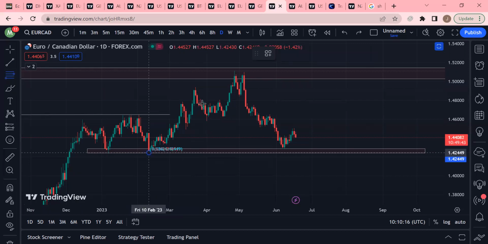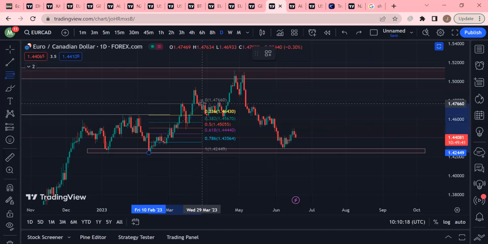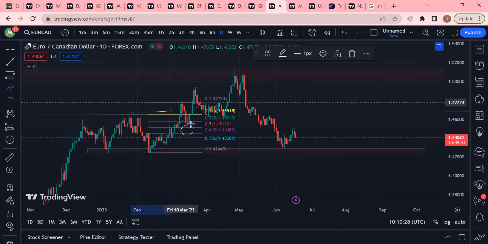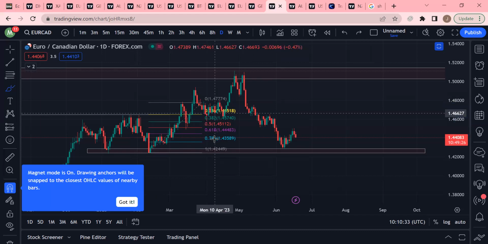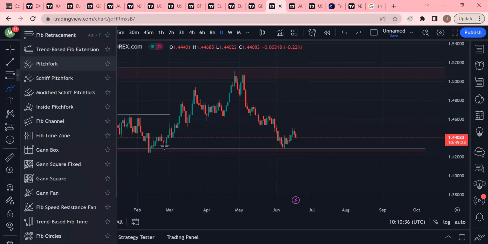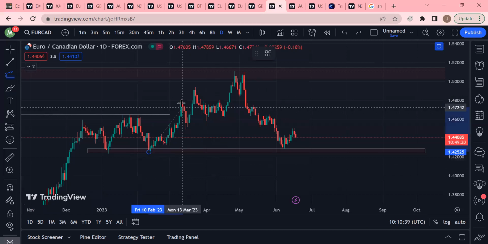After breaking that structure to the upside, this market continued to the upside. We came to the 0.5 Fibonacci retracement level. And what I tell you is, you enter from here after a break of structure, wait for retracement, enter from your 0.5, 0.6 kill zone, take it to the next level. The next level is using your Fibonacci trend extension from here to here to here.